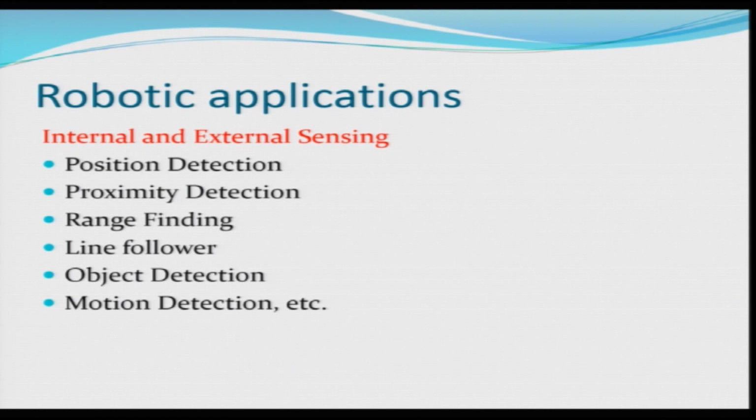So, what are the applications of these IR sensors? There are two types of applications in robotics: internal and external sensing. In internal sensing, we sense the position of the robot itself by using IR sensors, and for external sensing they are used for proximity detection, range finding, line following, object detection, motion detection, etc.